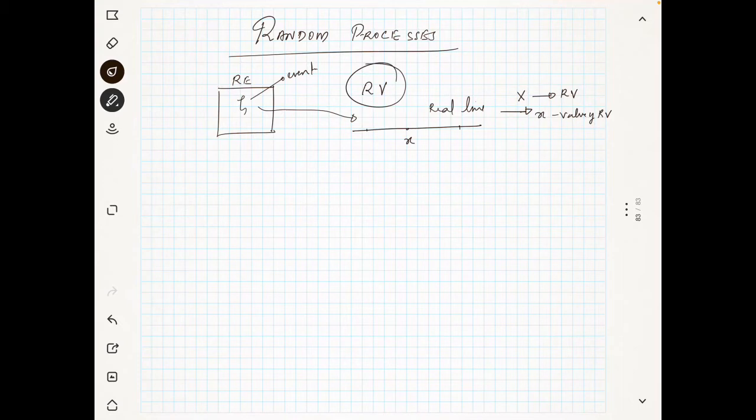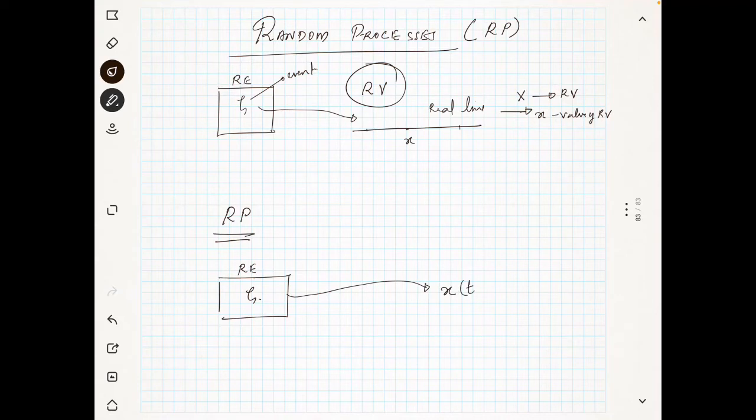Now we are talking about the random process. In a random process, for each outcome of a random experiment, we are assigning a function of time, x of t. So this is nothing but a random process. This is a particular sample function of the random process. In general we represent the random process as x of t and zeta. This is the usual representation of a random process.